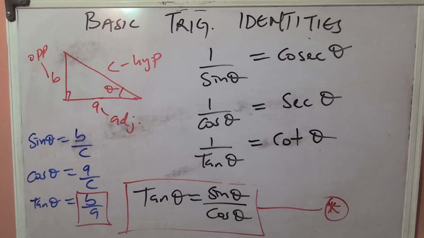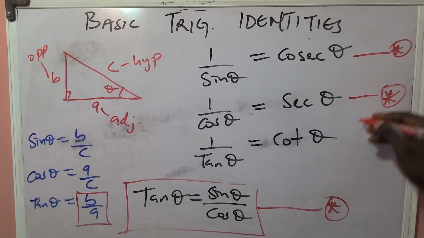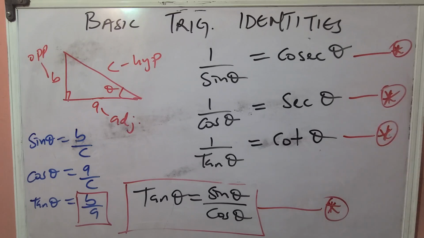So this gives us three more identities. So we have this as one identity, also this as another one, and this as the fourth one. So we have four basic identities already. So let's go on to prove the remaining three of them very quickly.